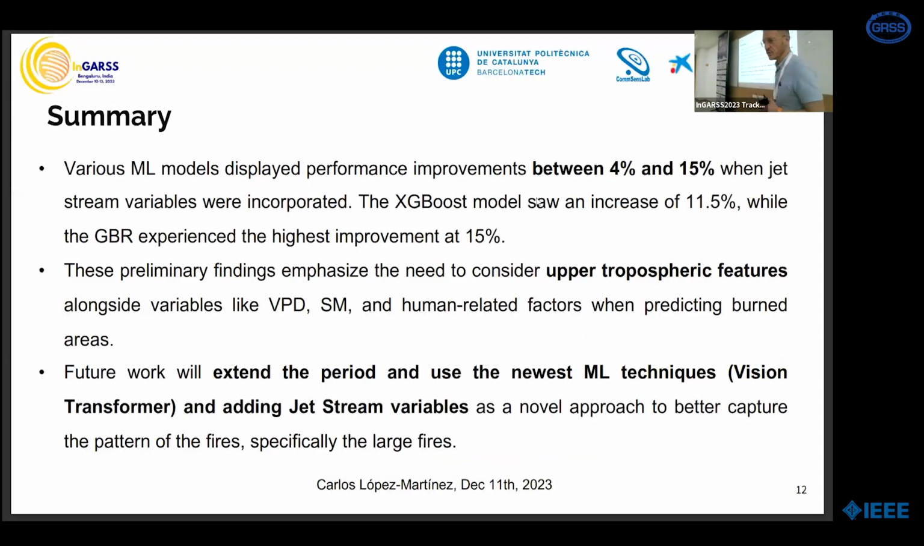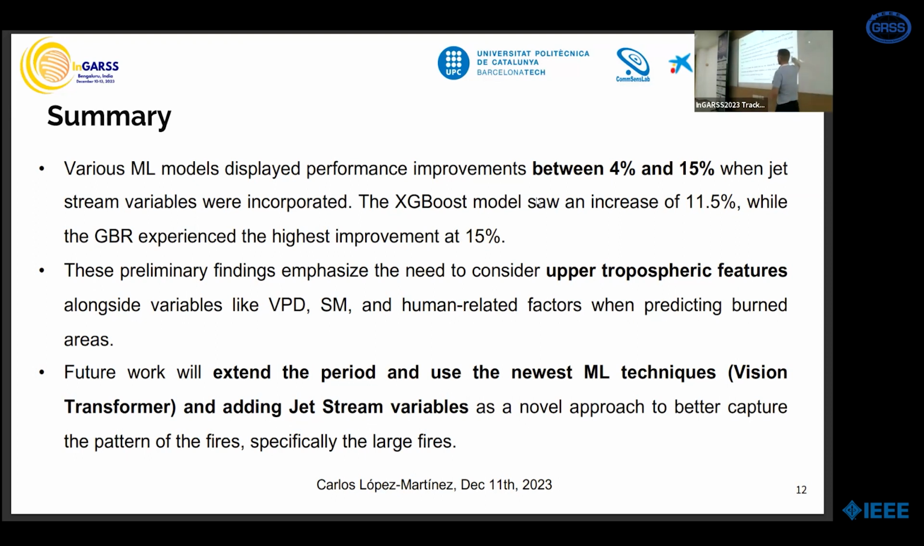Just to conclude, we have used various machine learning algorithms to predict the extension of the fire, considering for the first time the jet stream information. In essence, we can see that independently of the technique we are using, we are able to improve the estimation of the extension of the wildfire by about 10%. What we have not done is just use the jet stream. We have used the whole collection of variables.